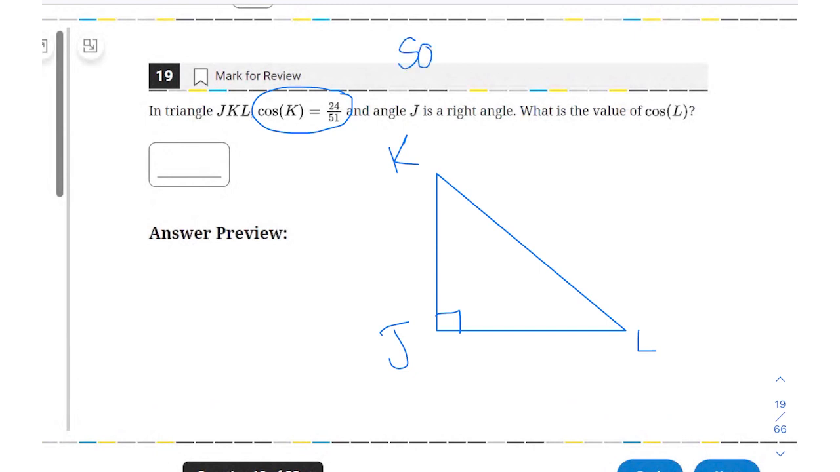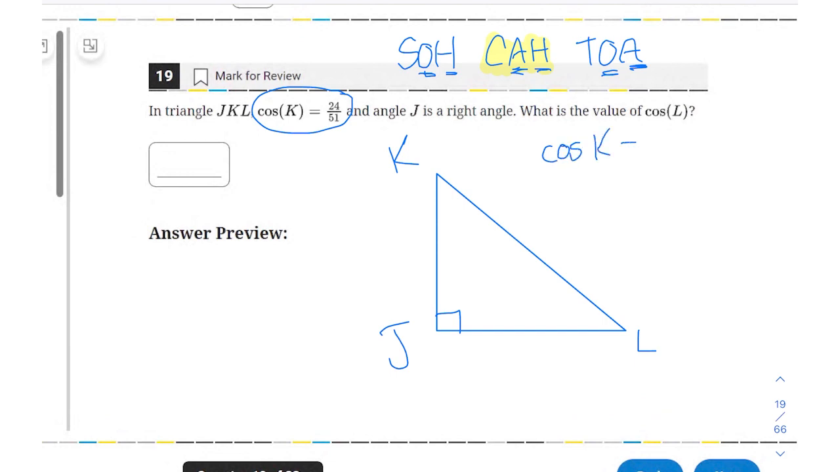And here we're going to use SOHCAHTOA. Hopefully we've seen that before. But that tells us our sine is equal to our opposite over our hypotenuse. Our cosine is equal to our adjacent side over our hypotenuse. And our tangent is equal to our opposite side over our adjacent side. What we really care about here is this cosine relationship, the CAH part of SOHCAHTOA. So here, your cosine of K is 24 over 51, and that's adjacent over hypotenuse.